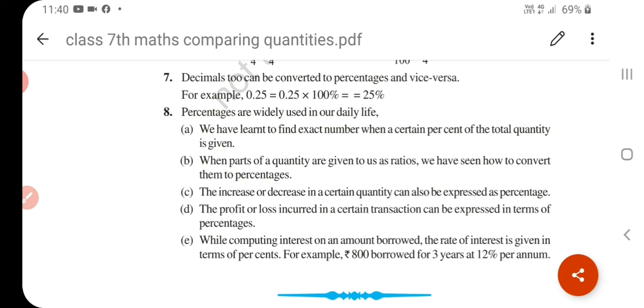And when SP is greater than CP, there is a profit. So if you want to find profit, you can write SP minus CP. Okay, and when CP is greater than SP, you have a loss, and the formula for loss is CP minus SP. Okay, gain percentage or profit percentage is gain upon CP into 100 or profit upon CP into 100, and loss percentage is equal to loss upon CP into 100.